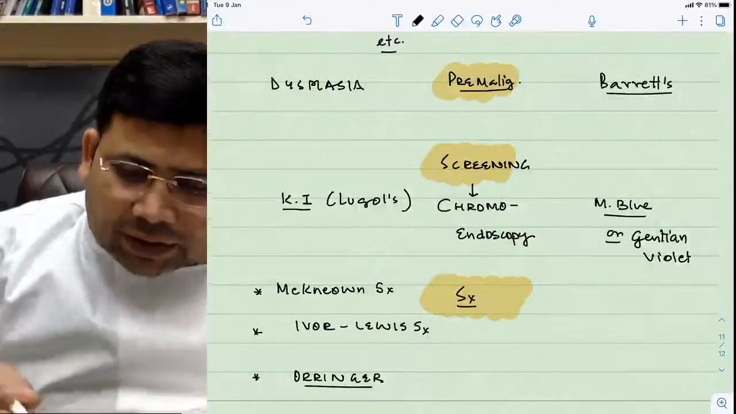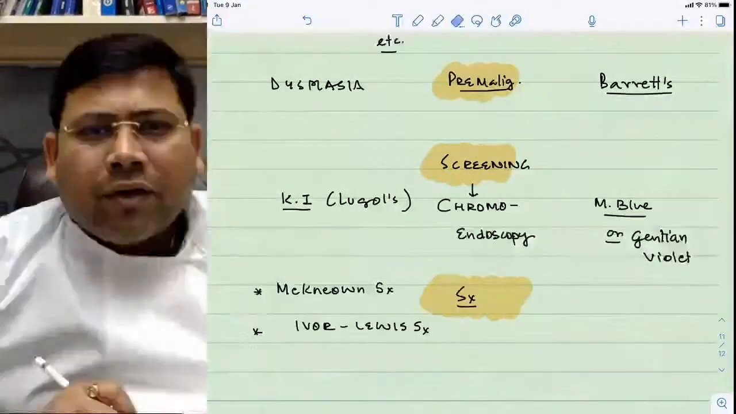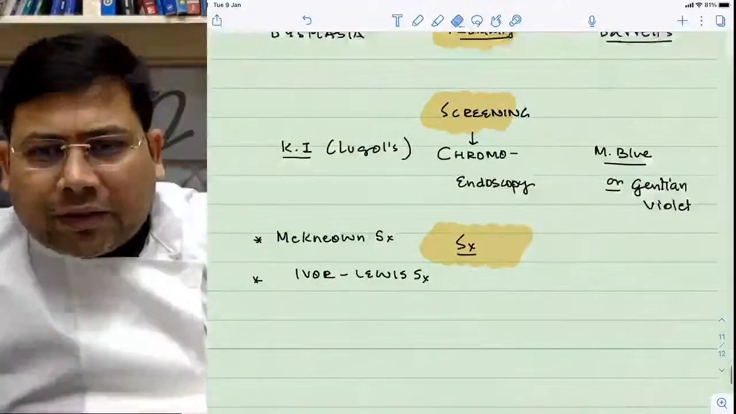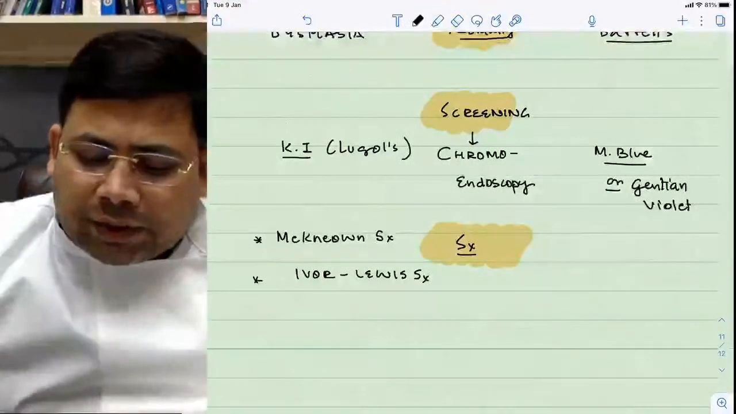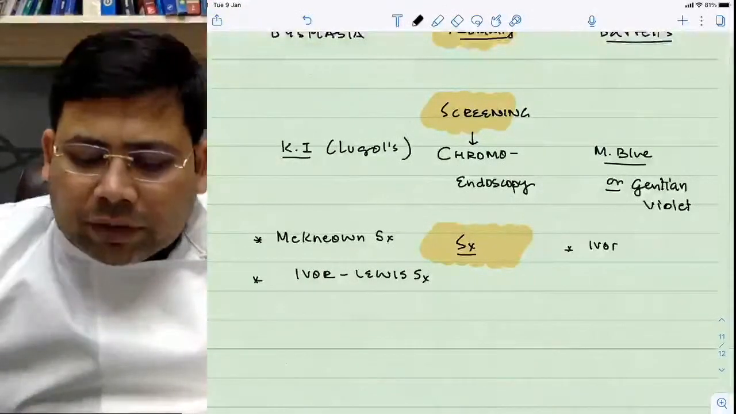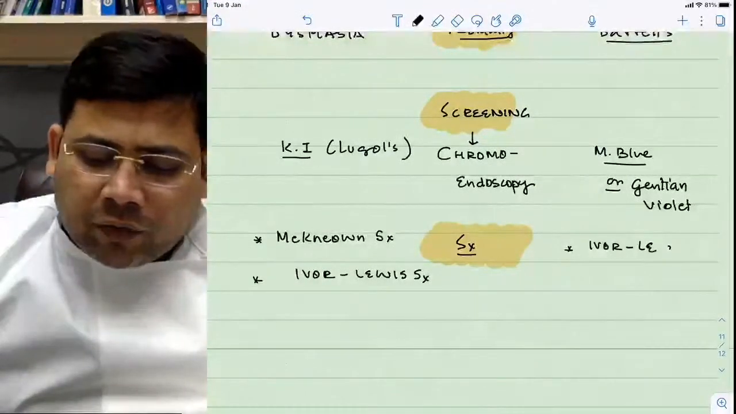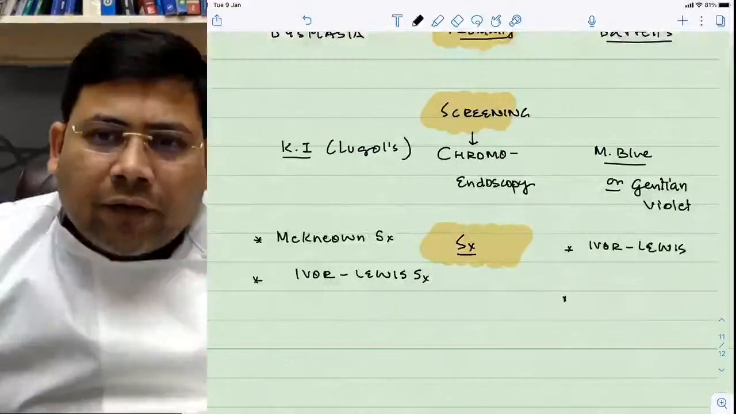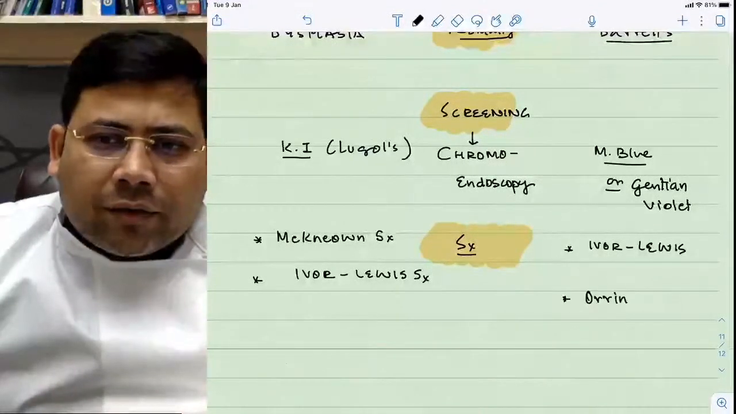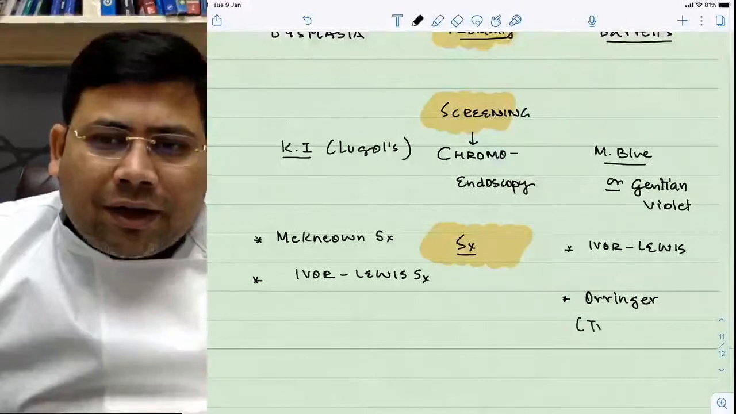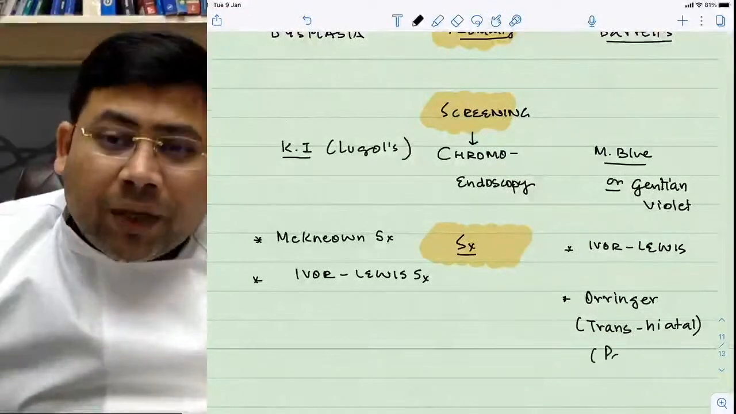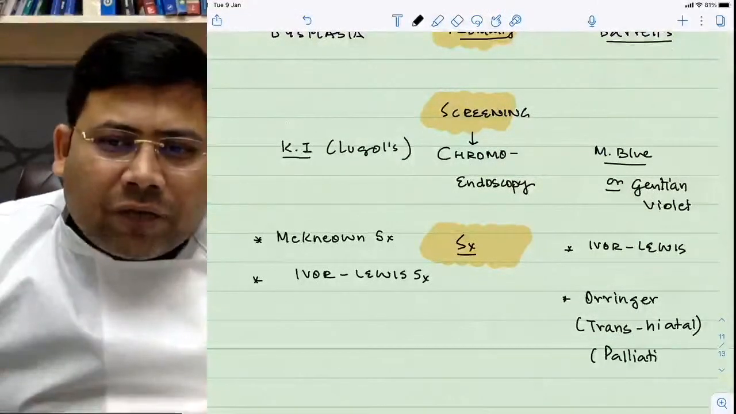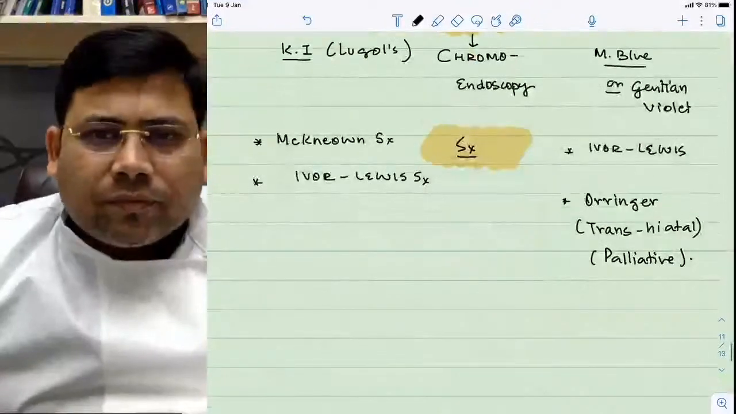But I should remove this Orringer's, because Orringer's is more predominantly done as a palliative procedure. For this, yes, we use Ivor-Lewis. Ivor-Lewis for adeno, we use a standard Ivor-Lewis, or you can say Orringer. Orringer is a transhiatal surgery, and this is only palliative. Why is it palliative? Because effective lymph node dissection cannot be done.